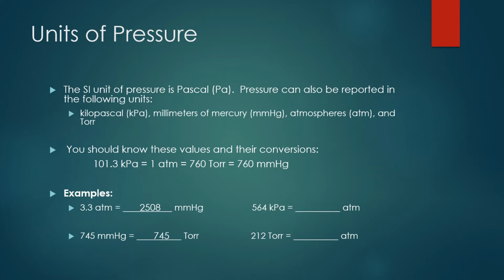So in your calculator, you should have taken 564 kilopascals, and you notice that 101.3 kilopascals equals 1 atm. So you should take that 564 and divide it by 101.3, and you should have gotten about 5.57 atm.